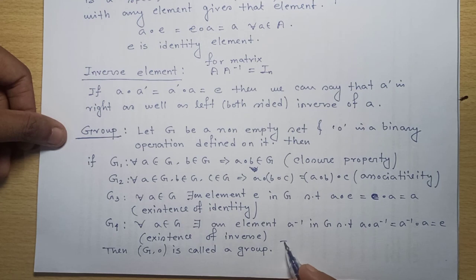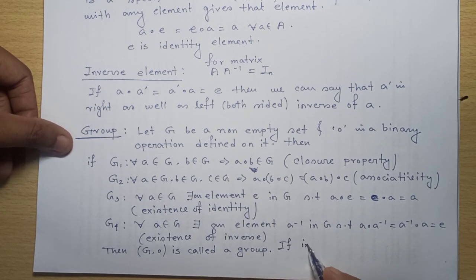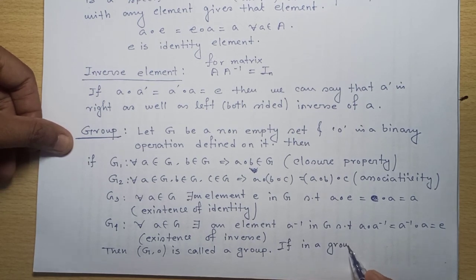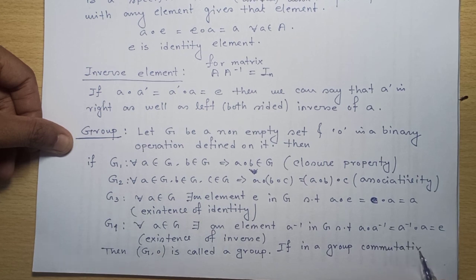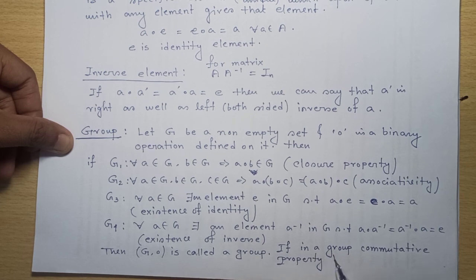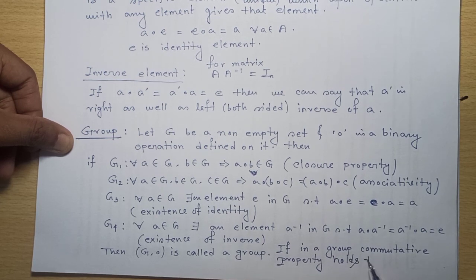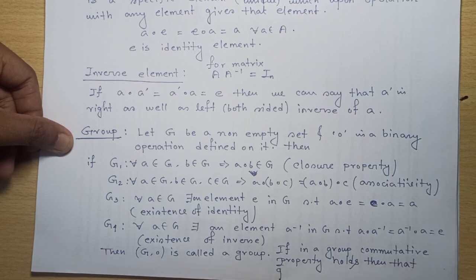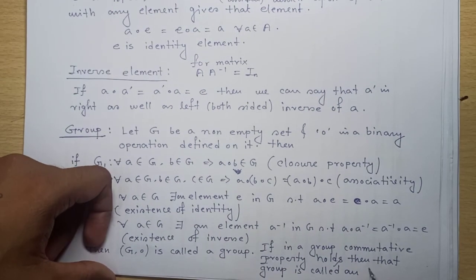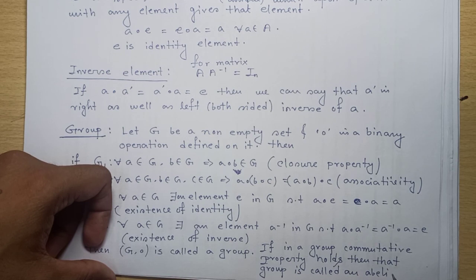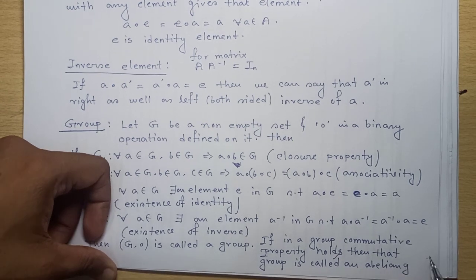And always remember, if in a group the commutative property holds, then that group is called an abelian group. An abelian group.